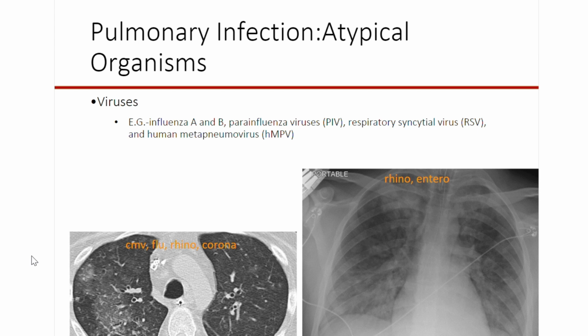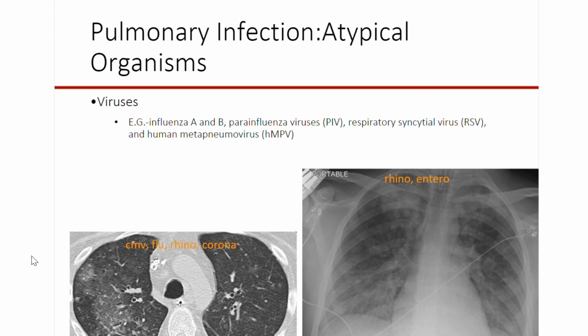And this is pre-pandemic COVID, all right? And you can see it was corona, rhino, flu, and CMV all at the same time. And how are we supposed to know that? Well, just look. There's ground glass. There's tree-in-bud. We should have said viruses, all right?